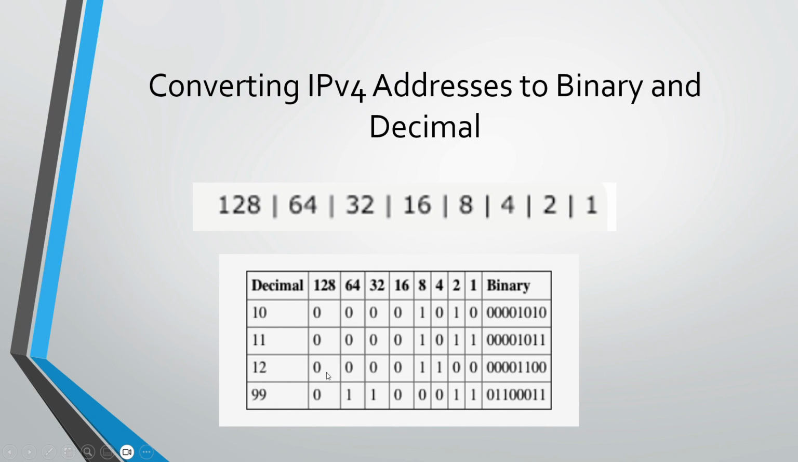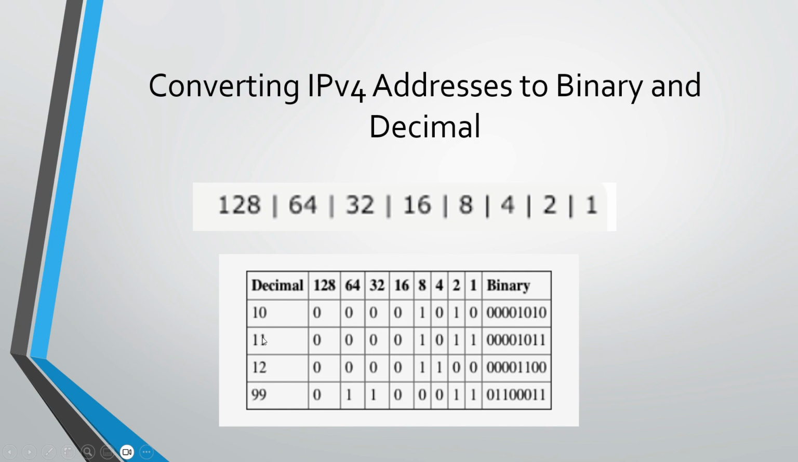Same thing with 12 here. Doesn't go into 128 or 64, 32, 16. Goes into 8, have 4 left, and goes into itself. Put a 1 there, but I have 0 left, so it doesn't go into 2 or 1, and you can see that binary there. So each column there has a number: that's the 128, 64, 32, 16, 8, 4, 2, and 1.